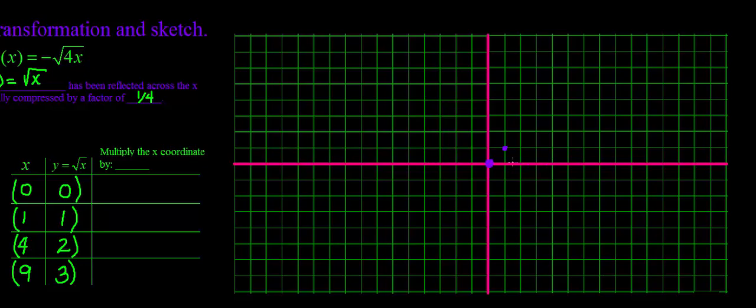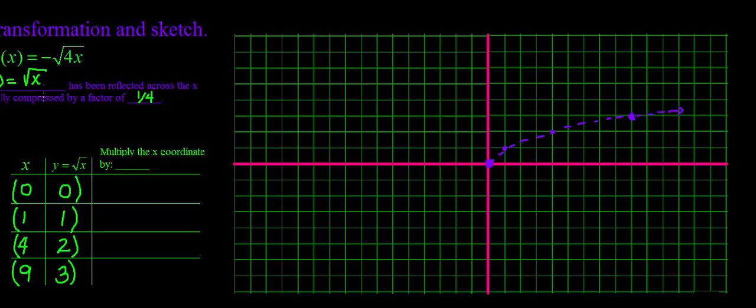Next one is (4, 2). And the next one is (9, 3). Right there. I'm going to draw this parent function with dashed lines and an arrowhead to indicate that this function continues forever. The next thing I'm going to do is work with the horizontal compression of 1/4.